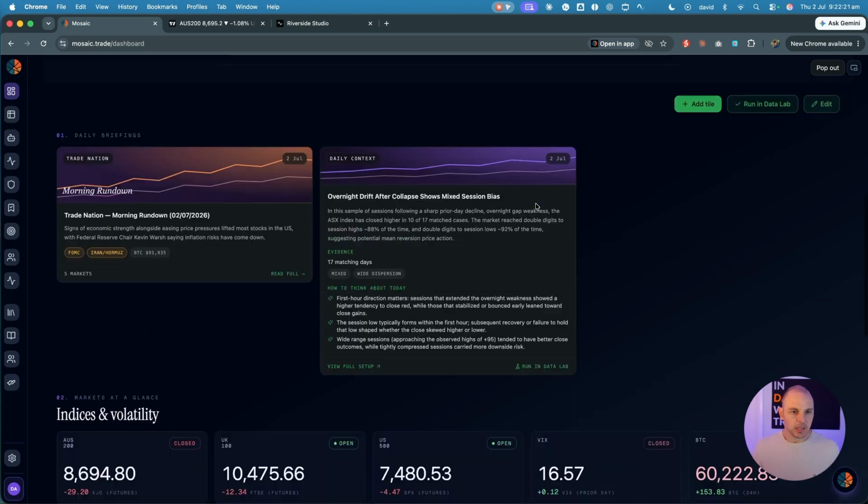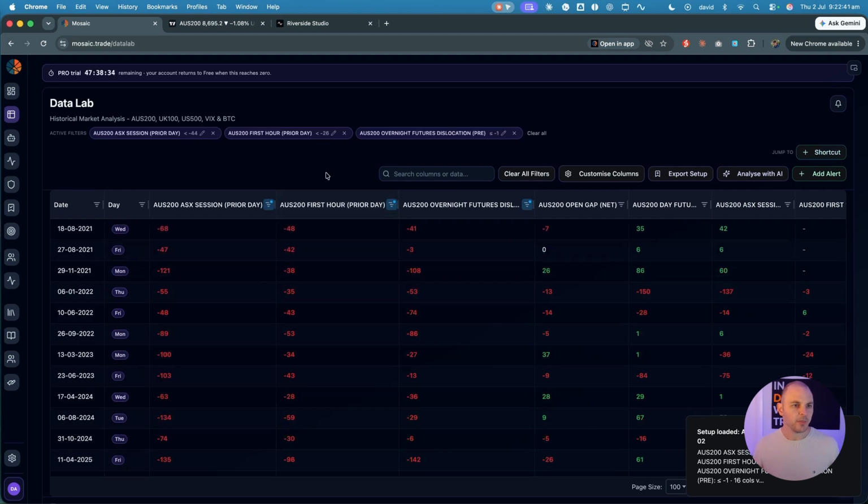But moving on, let's have a look at the daily context. This is obviously before the ASX is open this morning, and this is just giving one perspective on a setup going into today. What I'm going to do is run in Data Lab. That's going to open up that similar setup which is active today in Data Lab.